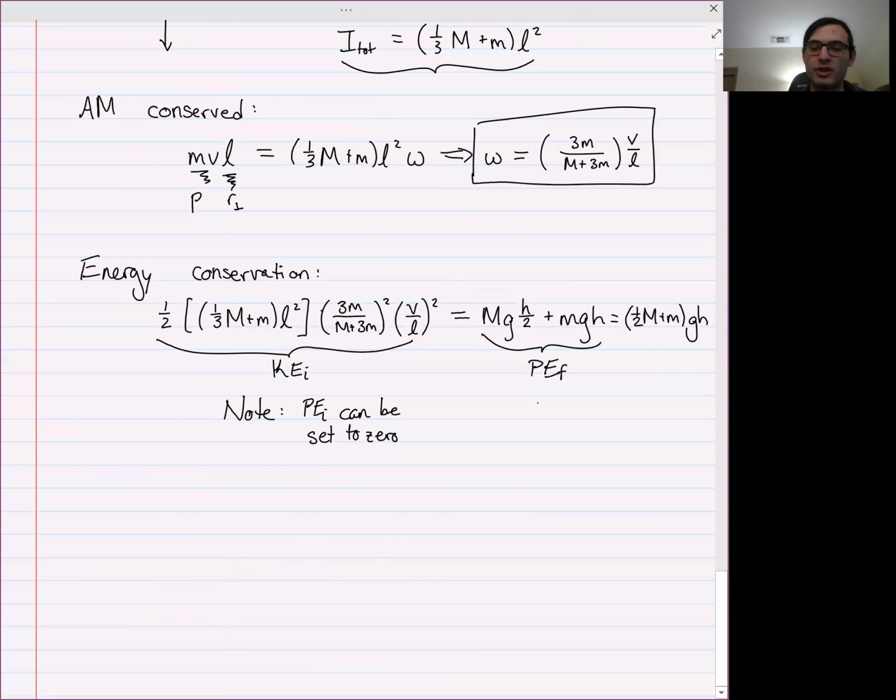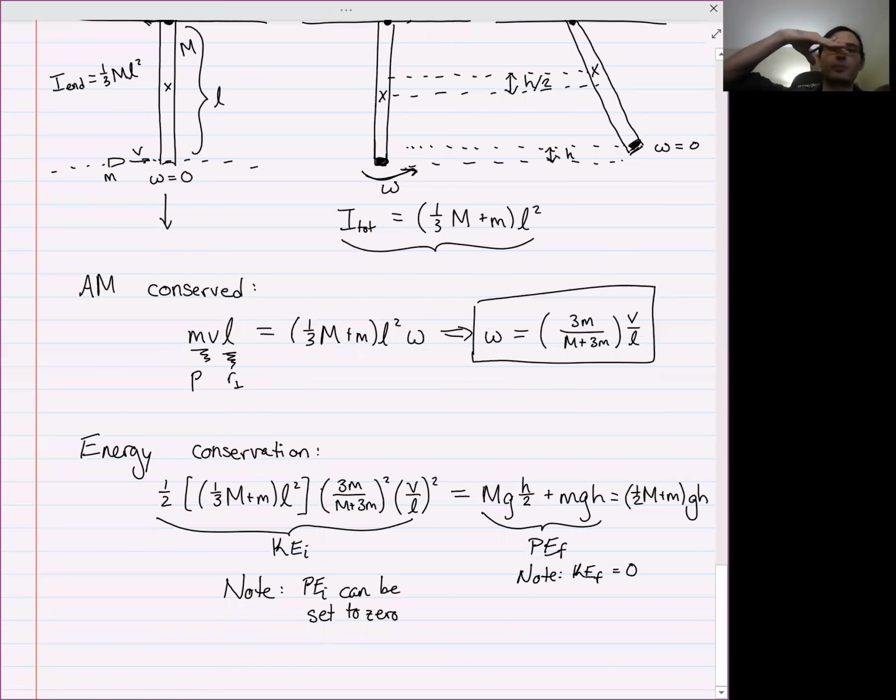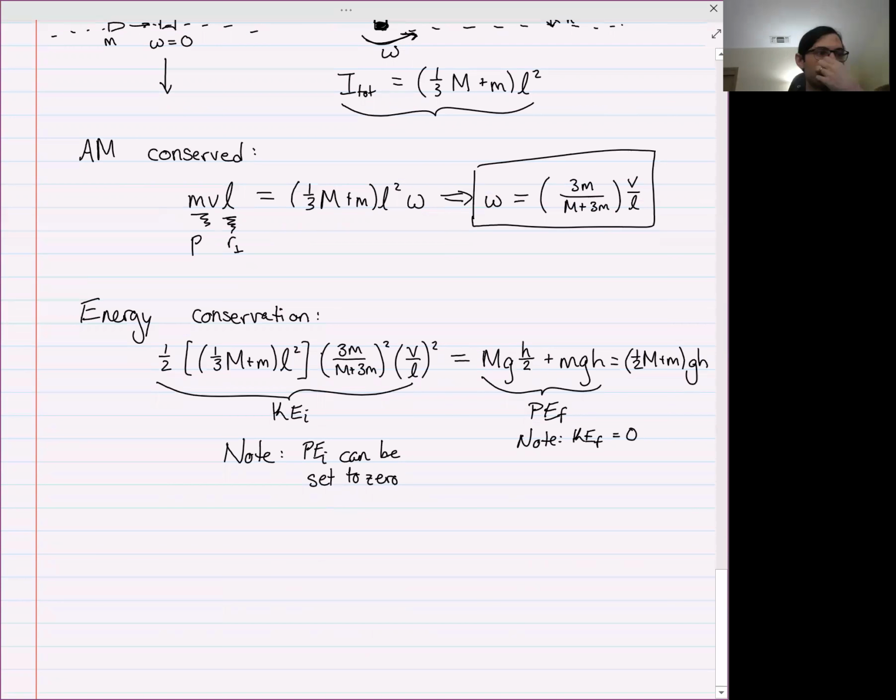And note that the final kinetic energy is 0. The reason for that is because we're trying to find the height that it swings up to in terms of its initial velocity and so on, and the maximum height it gets to will be the place where it stops moving. All right, so then we just do some algebra.